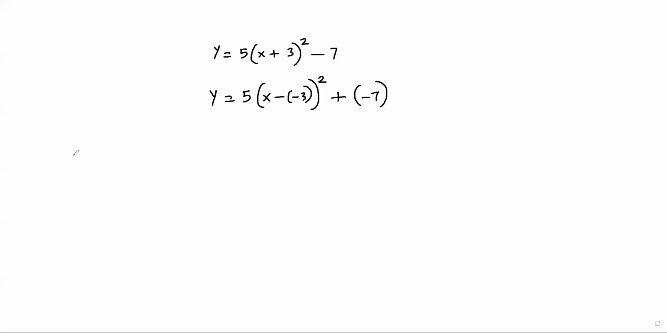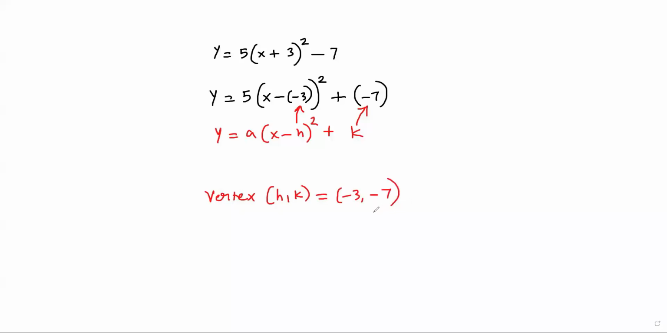Okay, now we can compare this quadratic function with y equals a times x minus h the whole square plus k. Now this is exactly in this form. So what value do we have at the position of h? That is negative 3. And what value do we have at the position of k? That is negative 7. So the vertex h comma k equals negative 3 comma negative 7. So the vertex of the given quadratic function is negative 3 comma negative 7.